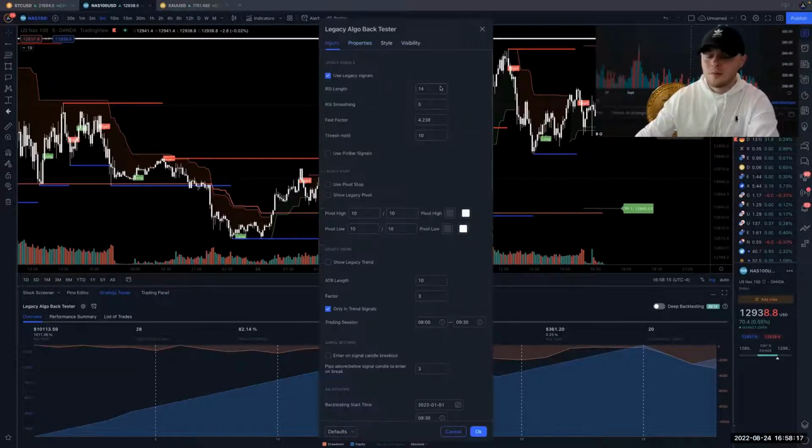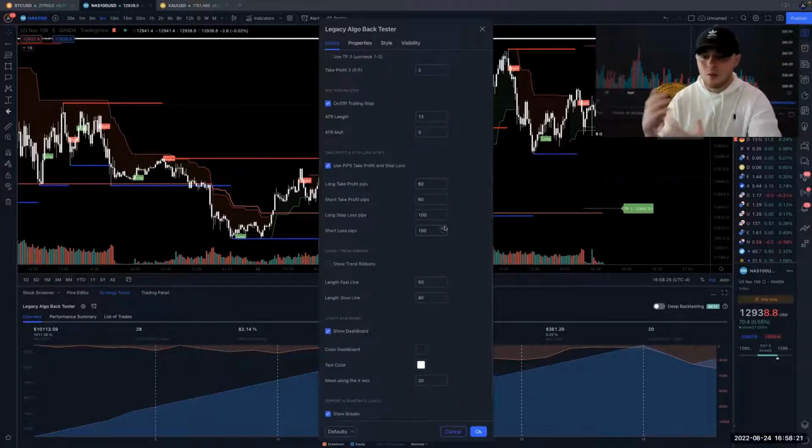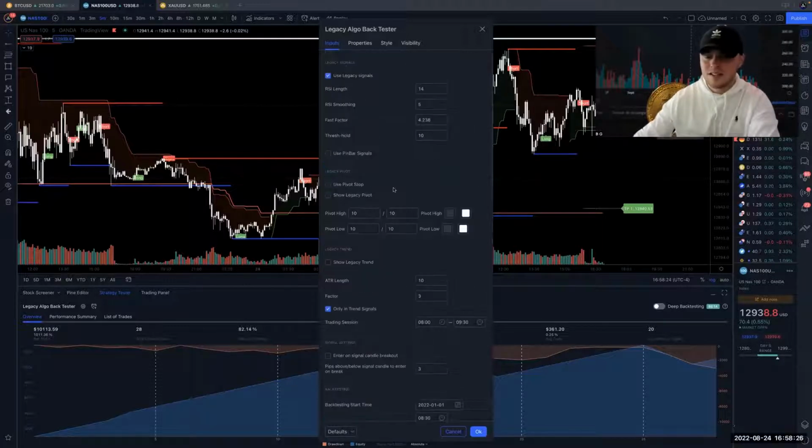Then you go to inputs, and you have all these different settings, which I'll go into a lot more detail in another video. But essentially, this is the legacy signal. So whenever you guys see the long or short positions, this is where you can mess with those settings to where you can make those alerts a lot more accurate depending on the pair. Right now, it's over a 90% win rate for us on NASDAQ.